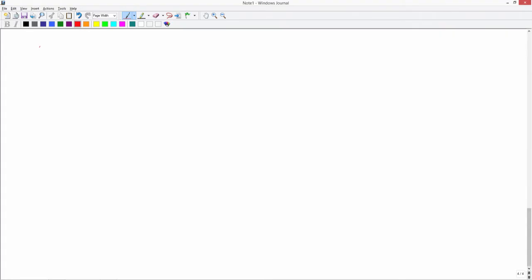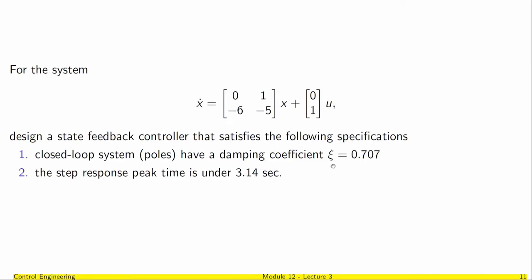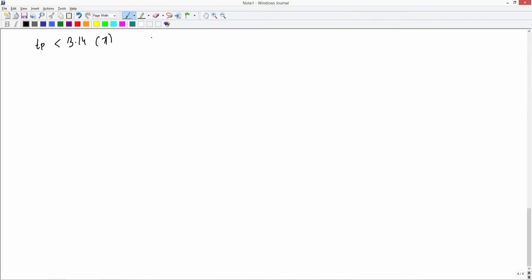So, first is the peak time is given to us, the Tp, peak time should be less than 3.14 or pi. Okay. And it is also said that the zeta, the damping coefficient, should be 0.707.